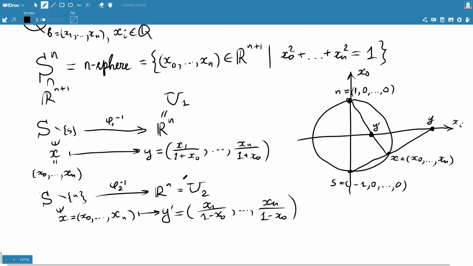Okay, so the sphere is covered at least by 2 charts. If we could cover it by 1 chart, which is R^n, then it would mean that S is homeomorphic to R^n, but it is not, of course, homeomorphic to R^n.